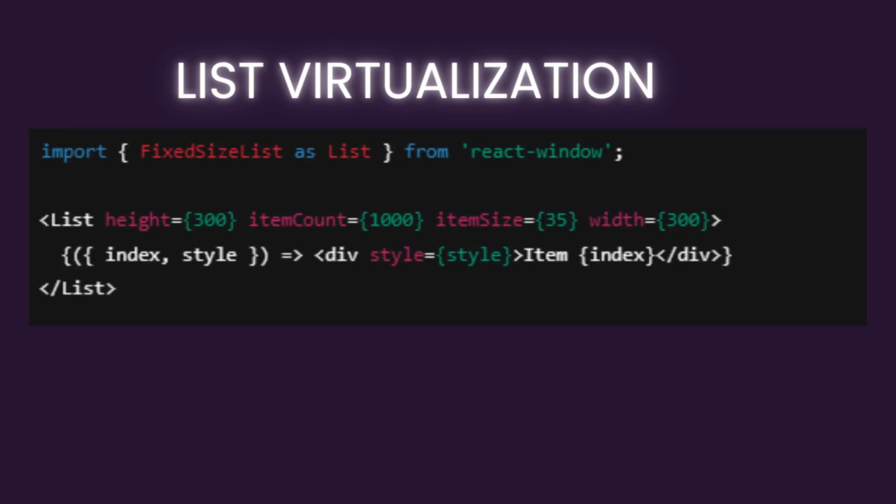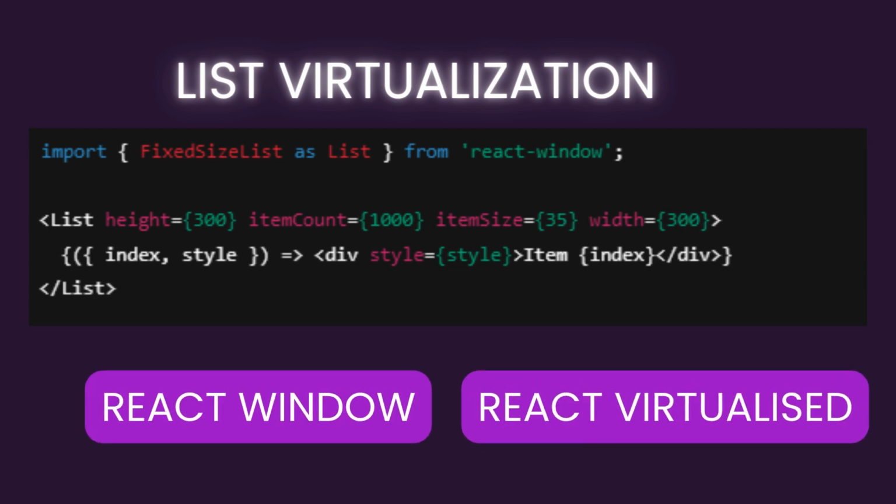If you're dealing with large lists, consider list virtualization using libraries like React Window or React Virtualized. They render only visible items in the viewport, improving scroll performance dramatically. This approach can boost list performance even with thousands of items.